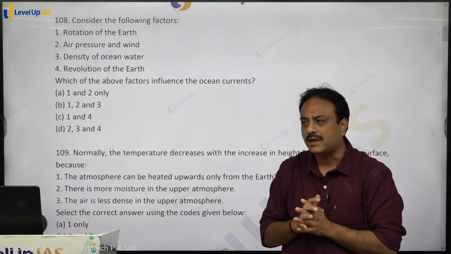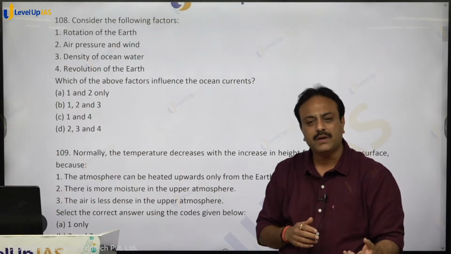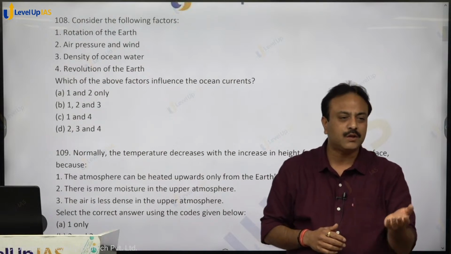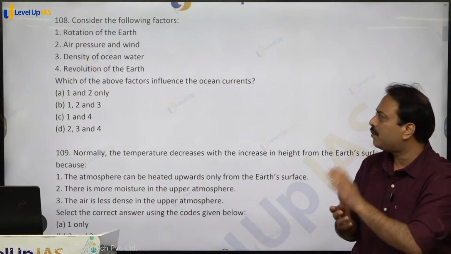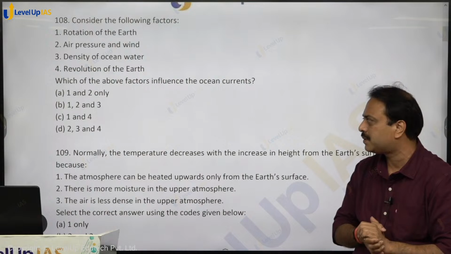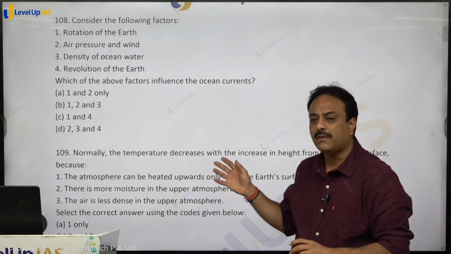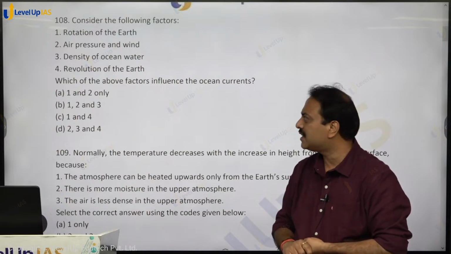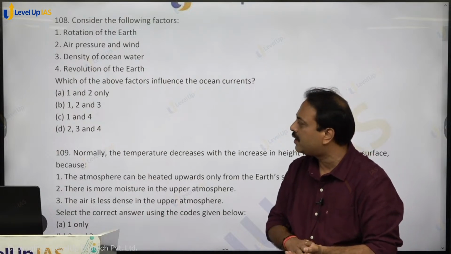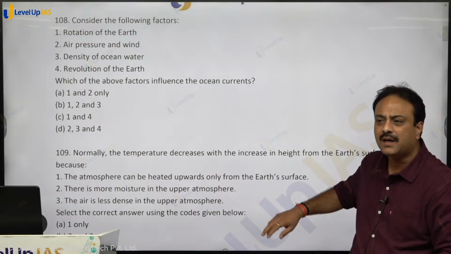Density of the ocean water. High density water subsides down. Low density water has a tendency to move up, and that causes the movement of water. So density of ocean water is responsible for that. Revolution of earth is not having any direct relevance to the movement of ocean currents. So statement 1 is correct, 2 is correct, 3 is correct. So 1, 2 and 3, option B for boy shall be the right answer.